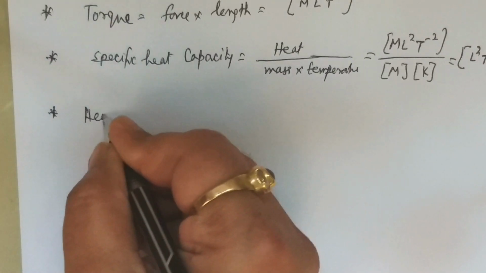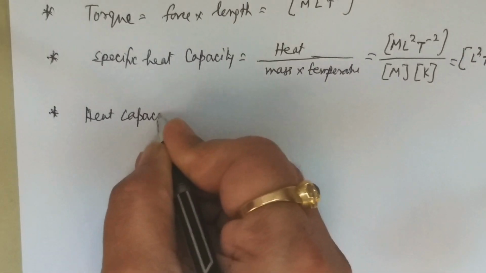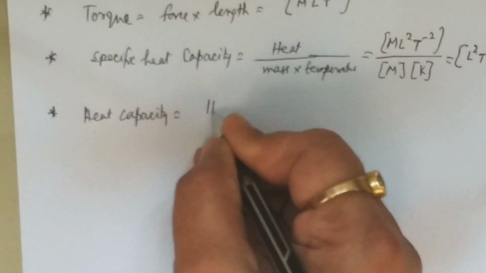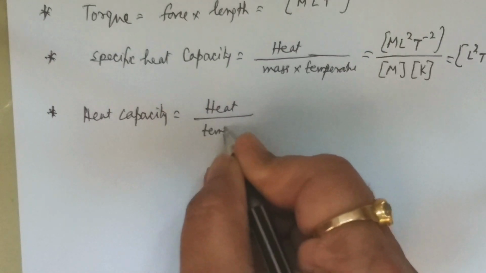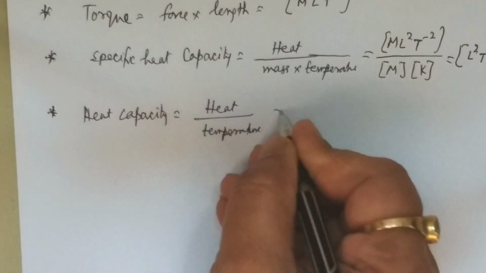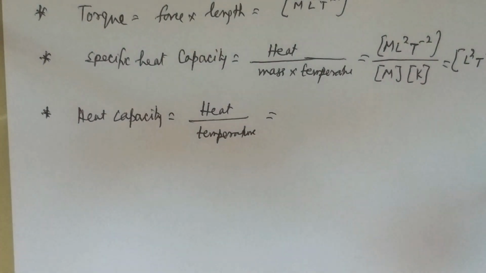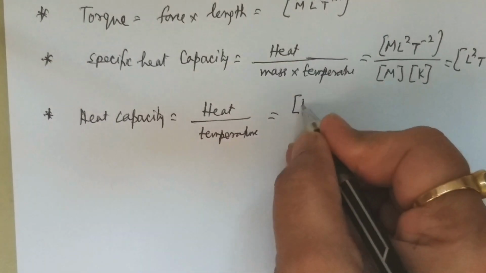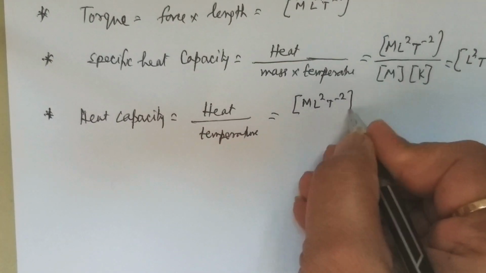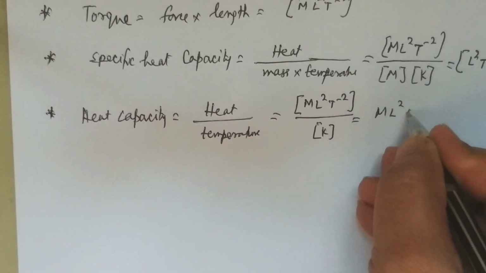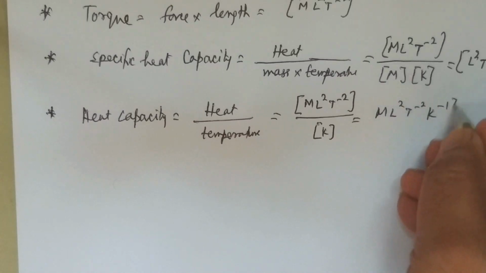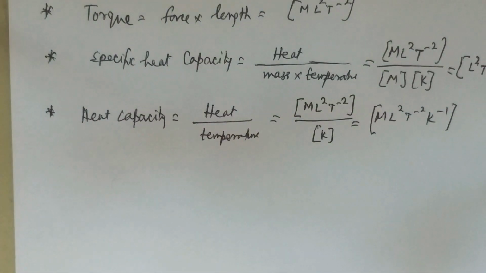Now there is heat capacity. What is heat capacity? Heat capacity is the amount of heat taken by an object to raise its temperature by unit degree. So it is heat divided by change in temperature. What is heat? Same as energy, ML²T⁻², and temperature is K. So that is ML²T⁻²K⁻¹. This will be the heat capacity.